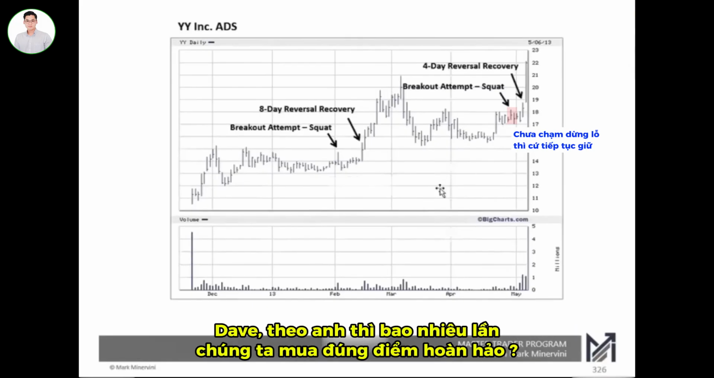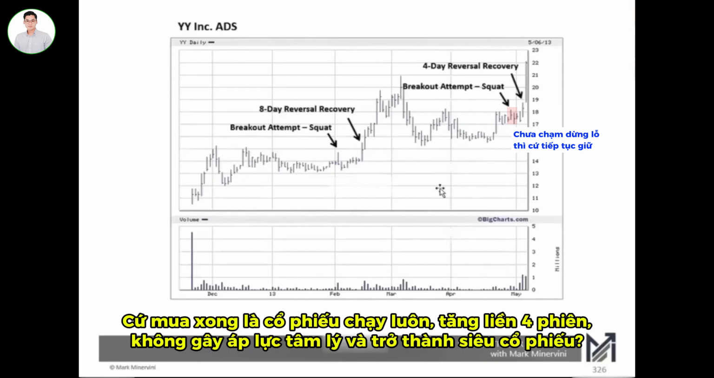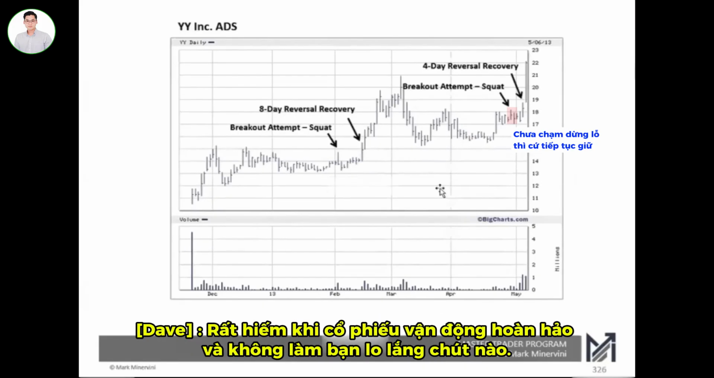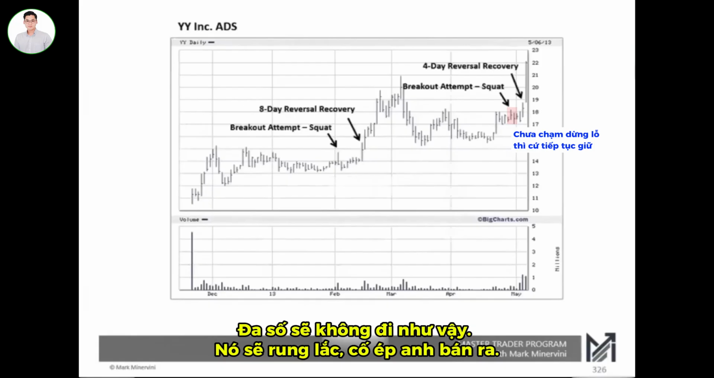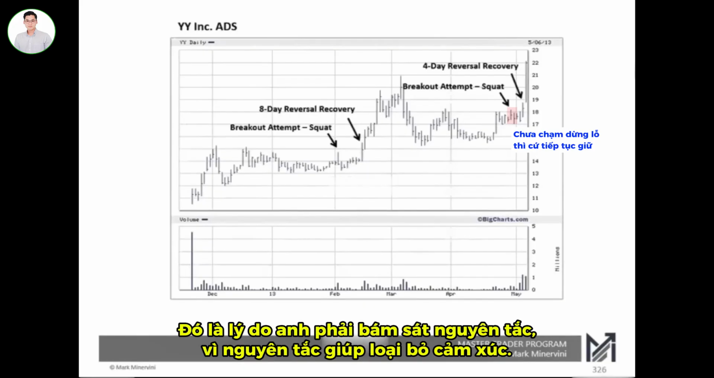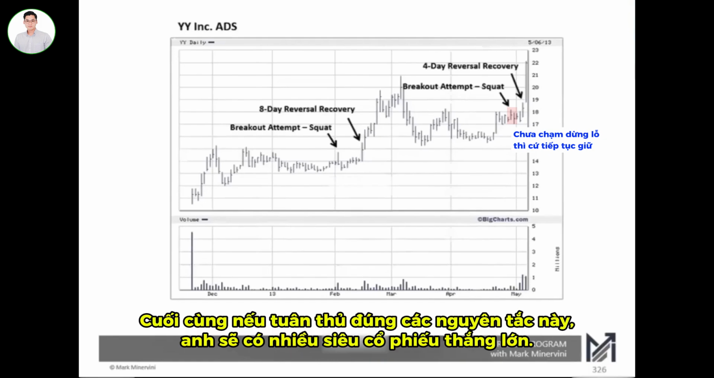Dave, how many times do you get a stock absolutely dead perfect? Percentage of the time where you buy it, it takes off, it's up 4 days in a row, and never puts any pressure on you, turns into a winner. Yeah, that's rare, where it actually acts perfectly and it never scares you. In a lot of cases, they're not going to act exactly that way. They're going to scare you. They're going to try to get you out. And so that's why you have to stick to rules, and it takes away that emotion. And eventually you're going to get a number of great winners if you follow all these directives.